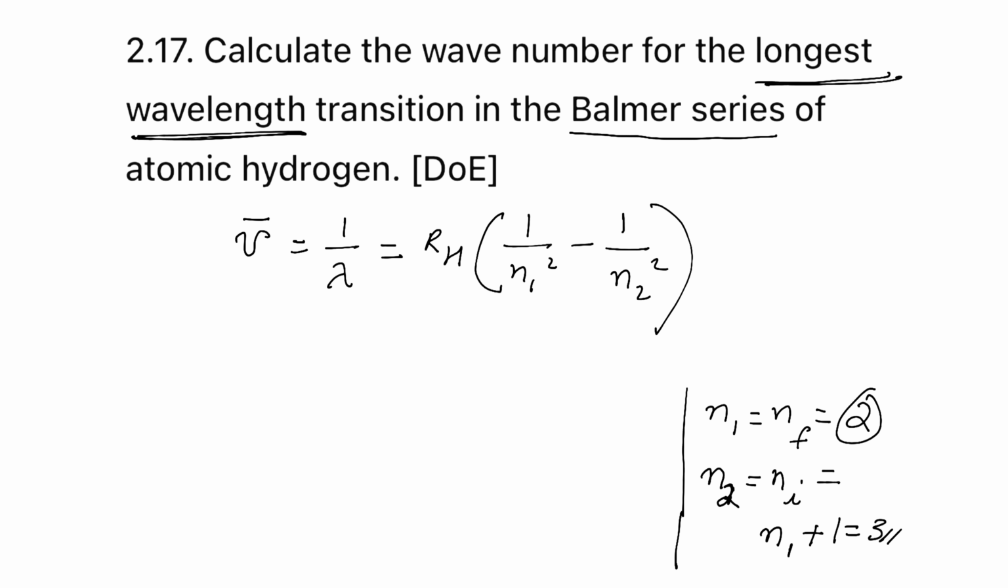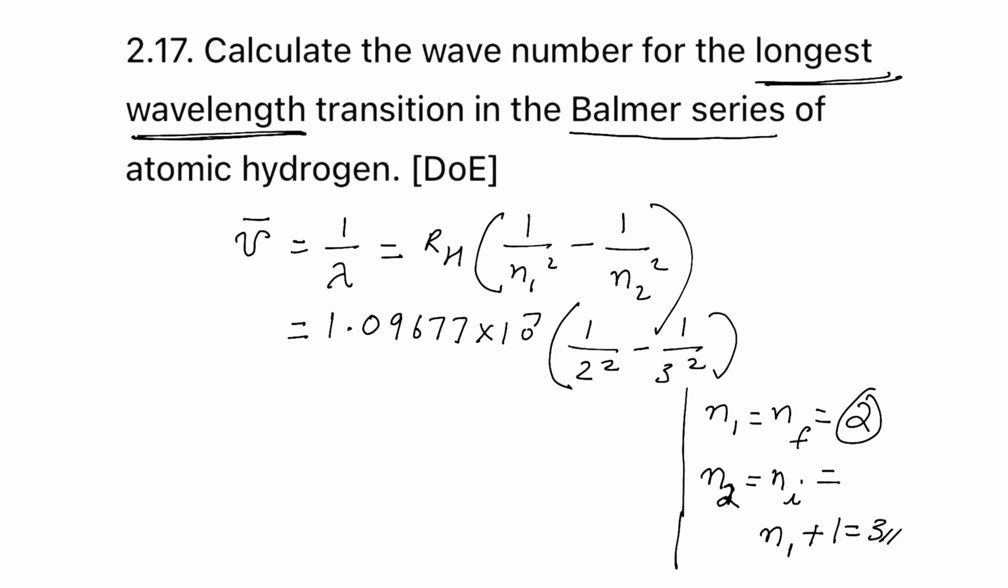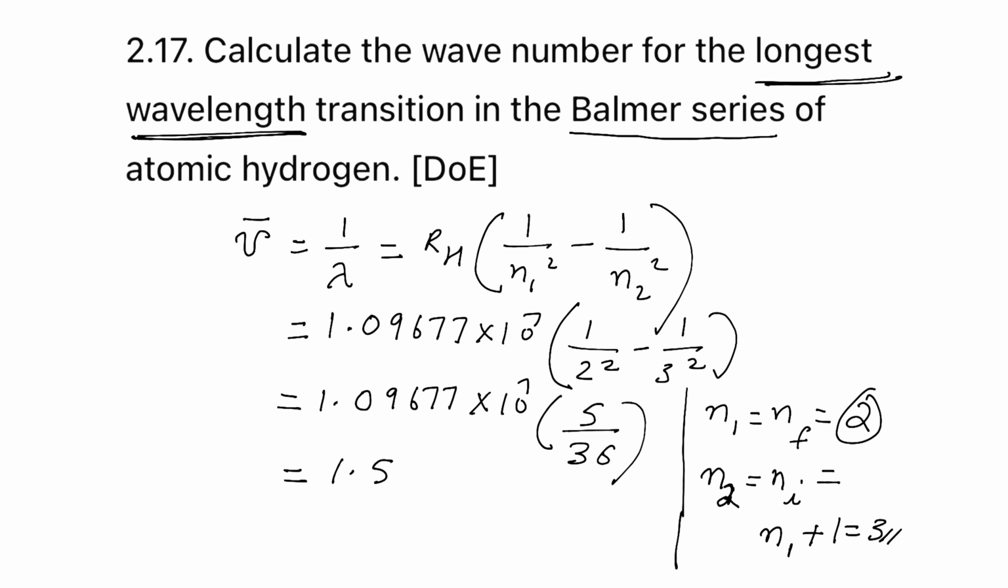Okay, we can substitute. Now what is the value of RH? RH is equal to 1.09677 into 10 raised to 7 into 1 by 2 square minus 1 by 3 square. Okay, see, on calculating you will get 1.09677 into 10 raised to 7 into 5 by 36. On calculating you will get 1.523 into 10 raised to 6.